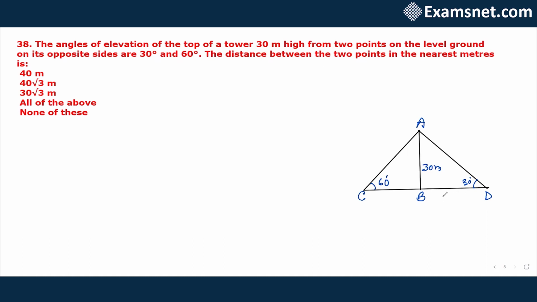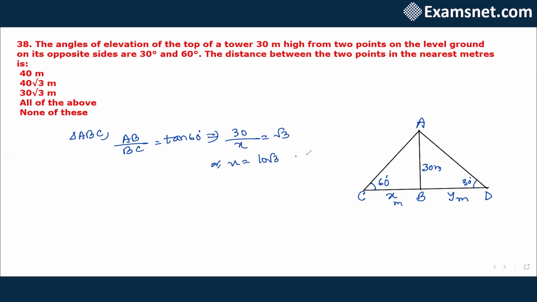Here we can assume the length of BC as X meter and the length of BD as Y meter. So first, considering the triangle ABC, we can write AB by BC equals tan 60-degree. Let's put all the values. 30 by x equals √3. So from here we can get the value of x as 10 √3. Let's name it equation number 1.